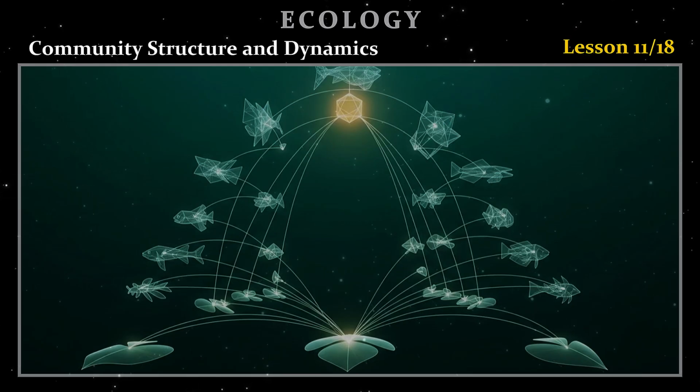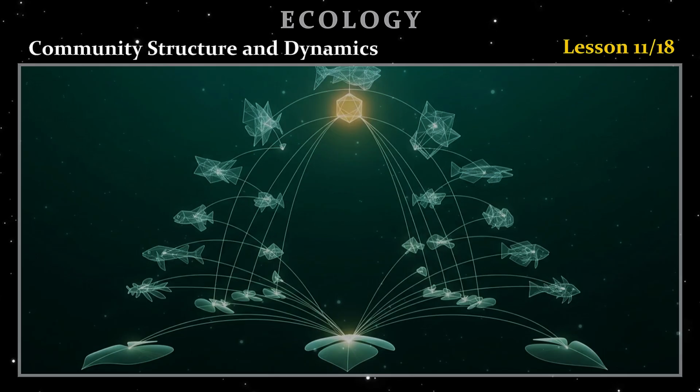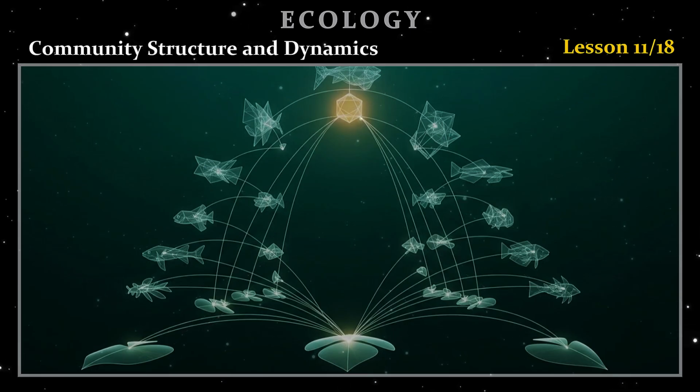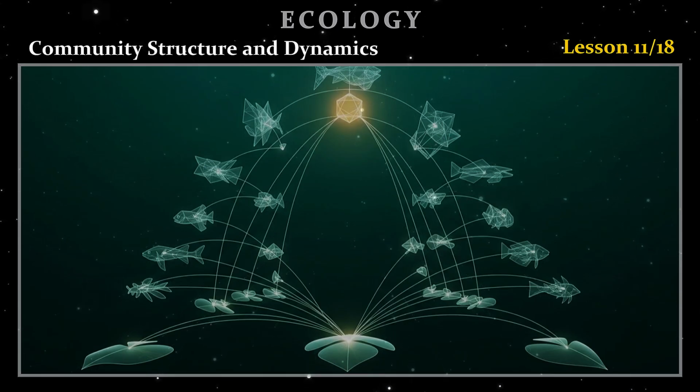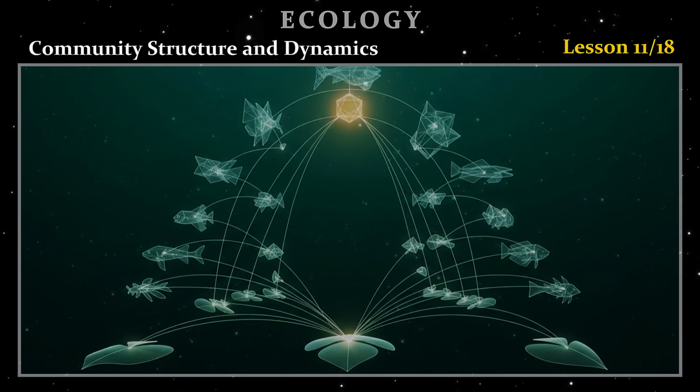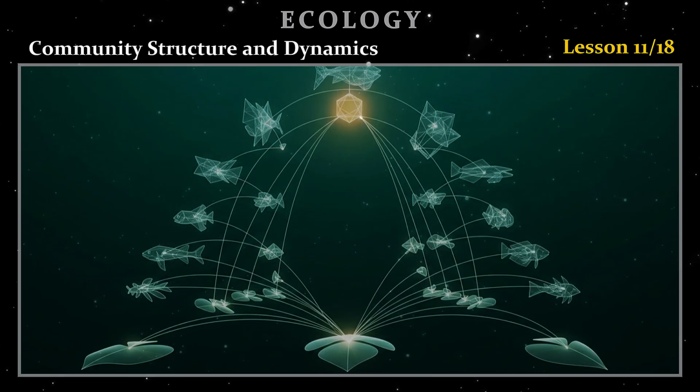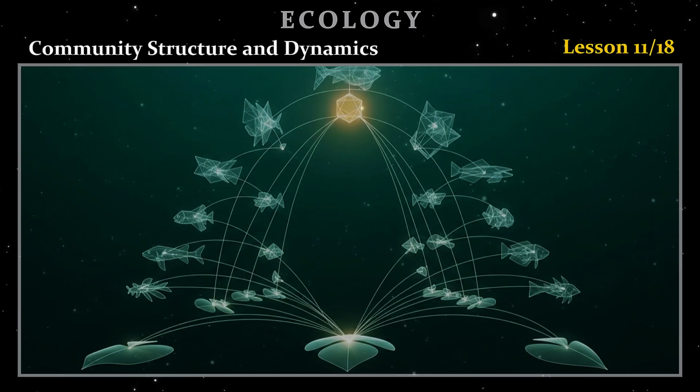A community is defined as an association of interacting populations of different species living in the same area at the same time. But a list of names is not enough. To understand a community, we must measure its biodiversity. Biodiversity is often misunderstood as simply the number of species, but in ecology, it has two distinct components. The first is species richness. This is the simple count. If a forest has 50 types of trees, its richness is 50. But richness can be misleading.